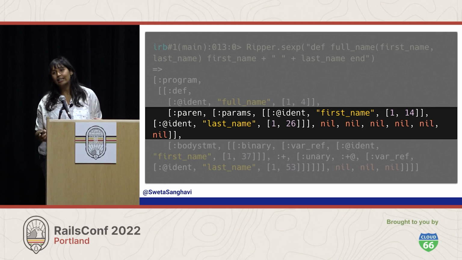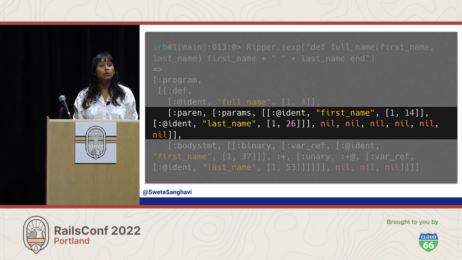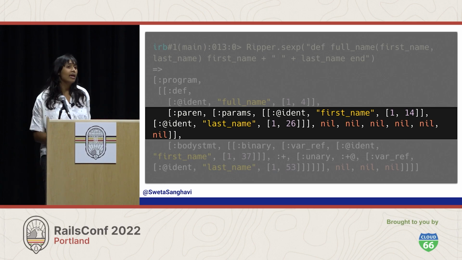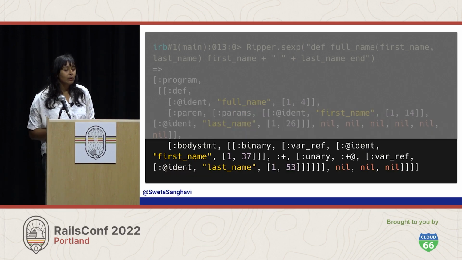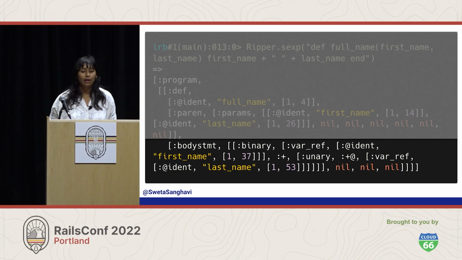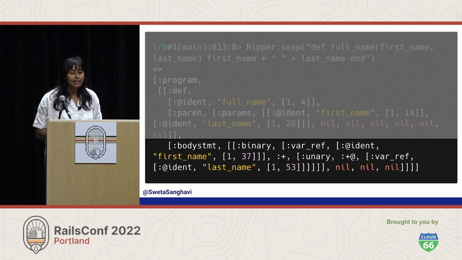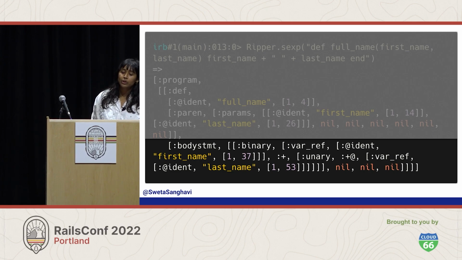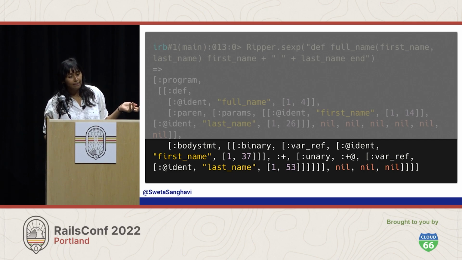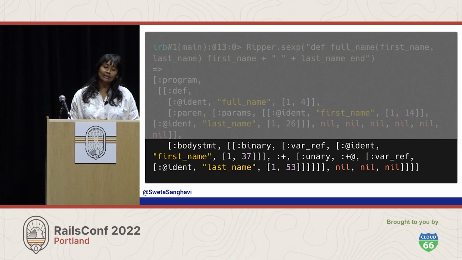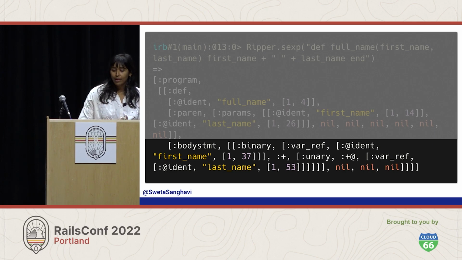Already, as we start looking at the output of Ripper, we can kind of see the utility of some of the keywords that we're used to defining methods with, like def and putting our params in parentheses, etc. Let's look at the method body, which is signified by that body statement keyword or symbol. Within that, we can see the two local variables, which are represented by the var ref, of first name and last name. And you can see that in the middle, there is the symbol of the summation.